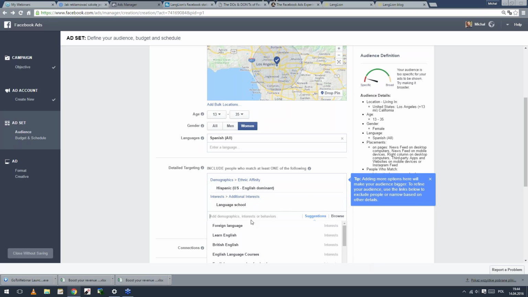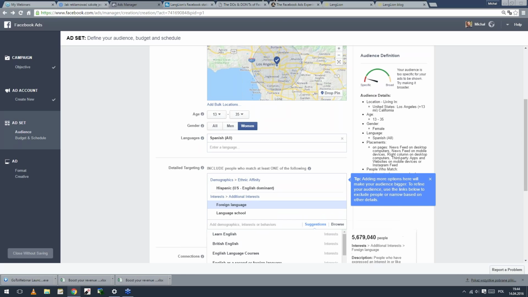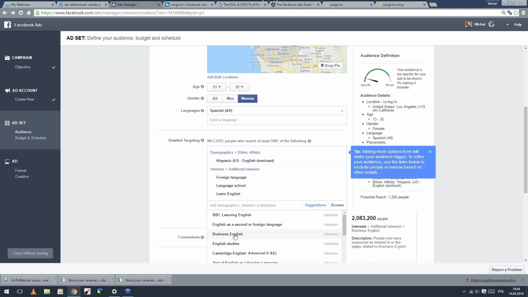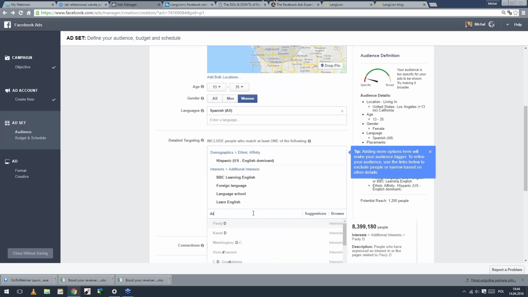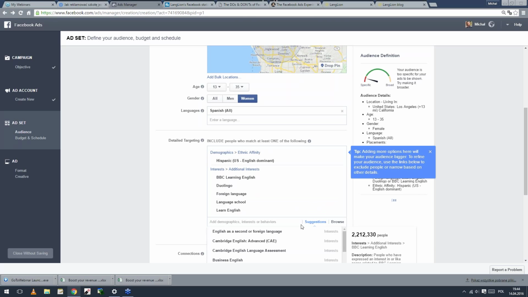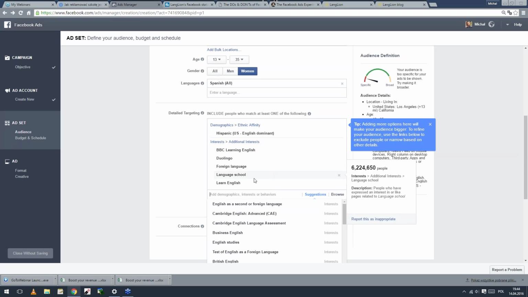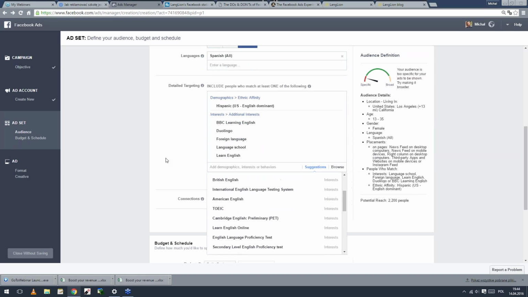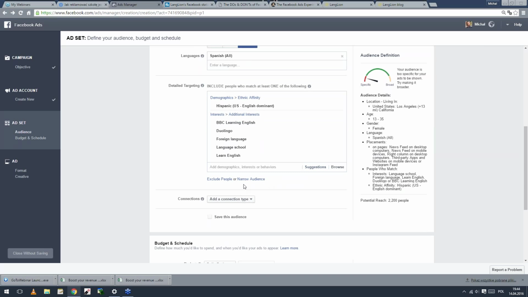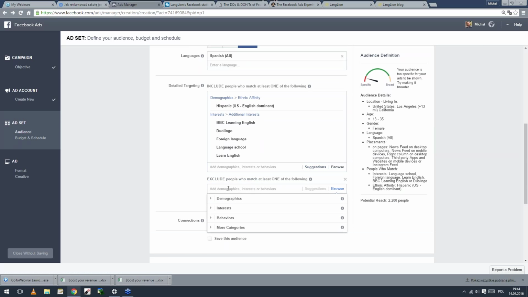Okay, we have some suggestions. Foreign language. And we have similar ones. Learn English. Cambridge English. BBC Learning English. For example, Duolingo. I don't know if you know this. This is a nice thing to refresh your vocabulary. So I'm including now people who like those topics, who visited Duolingo, who like them, for example. But still I have a nice amount of people. I also can exclude people. For example, I can exclude people that are American natives.